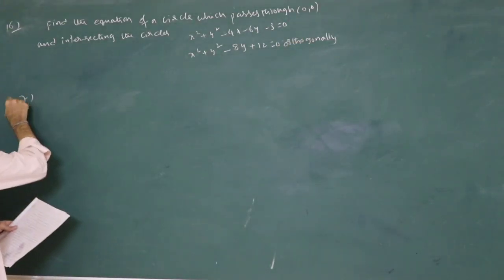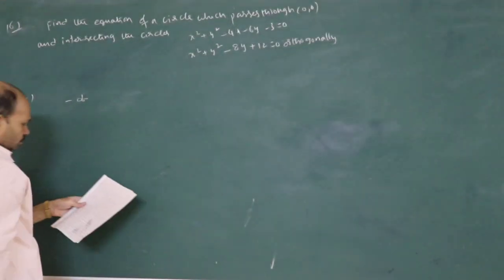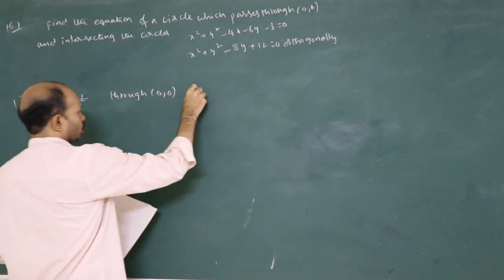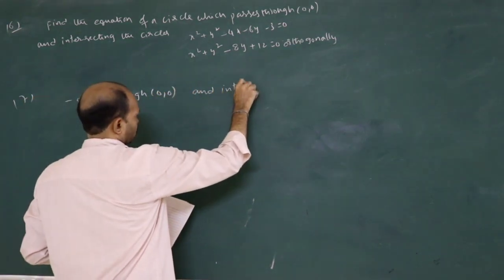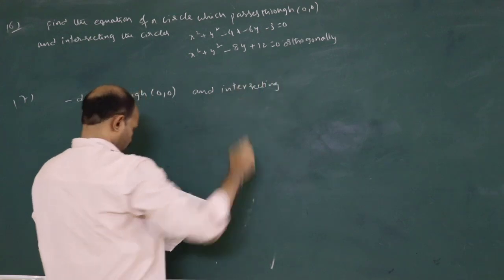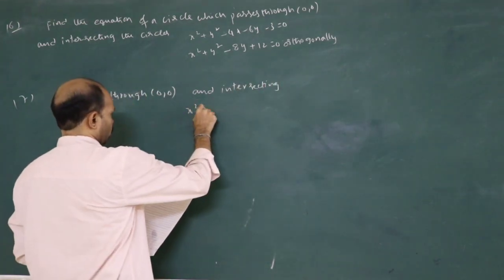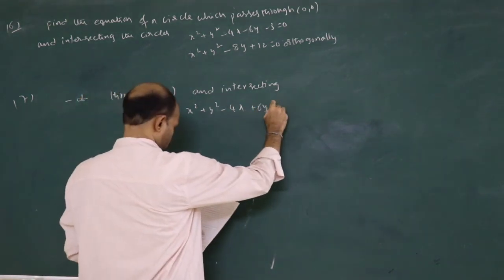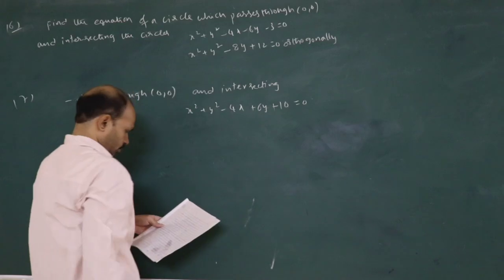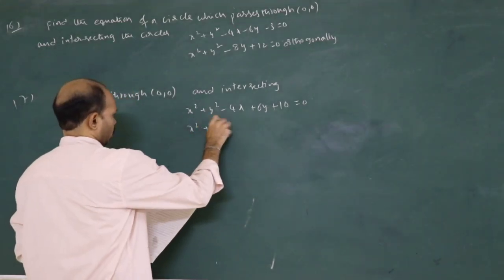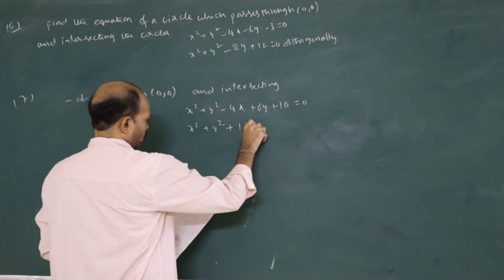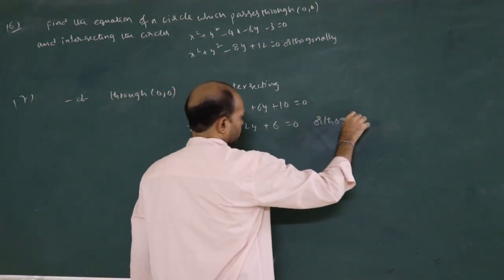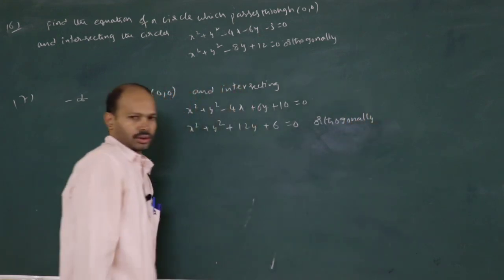And one more problem of same data. Passing through 0, 0 and intersecting the circles x square plus y square minus 4x plus 6y plus 10 is equal to 0 and another one is x square plus y square plus 12y plus 6 is equal to 0 orthogonally. Intersect these two circles orthogonally.